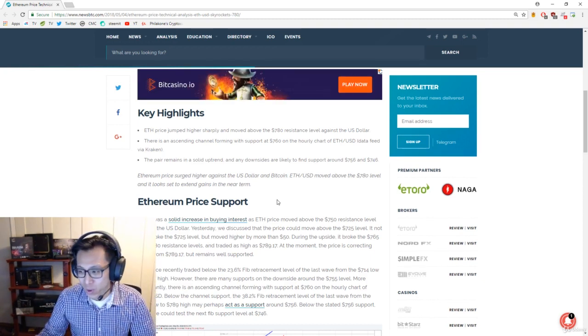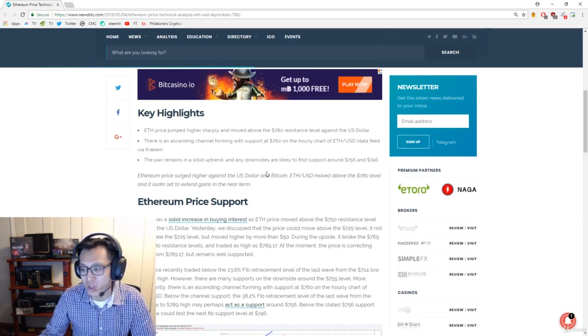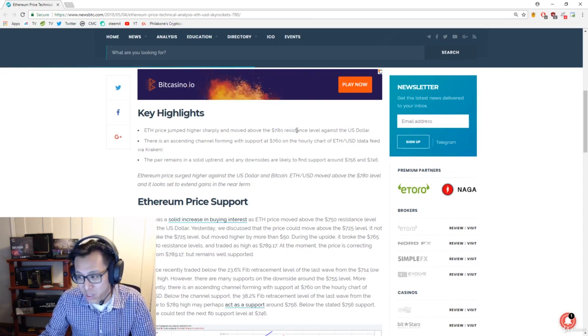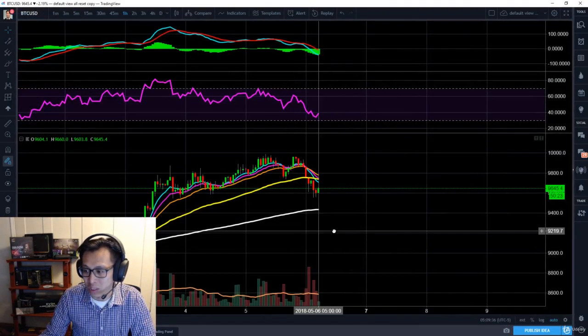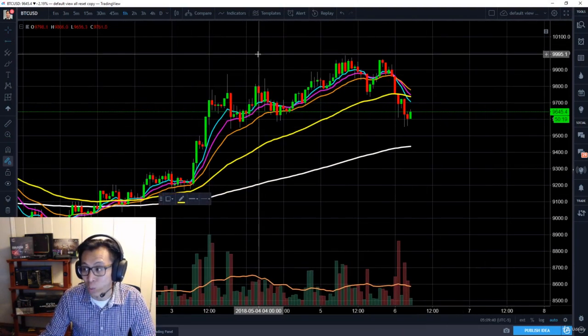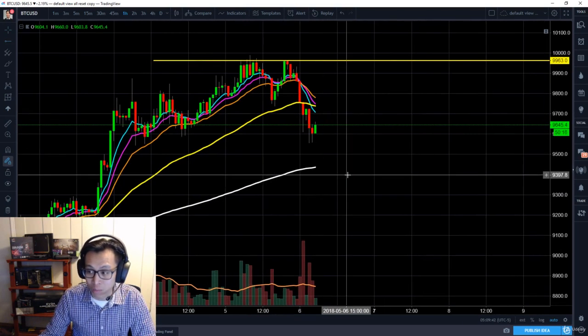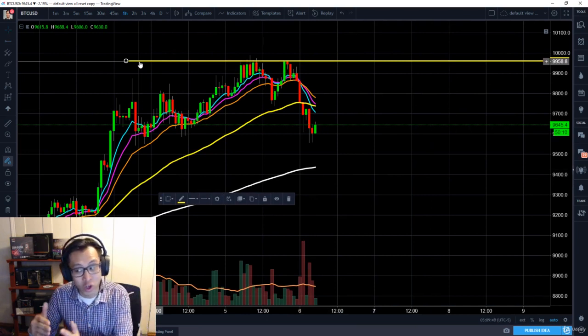All right, so what they're saying here is Ethereum price jumped higher sharply and moved above the $780 resistance level against the US dollar, right? So here they're talking about a resistance, okay? What is a resistance? Let me show you guys. A resistance is basically a price where it's having a lot of trouble breaking. Think of it as an actual resistance, a place where it's having tons of trouble breaking.